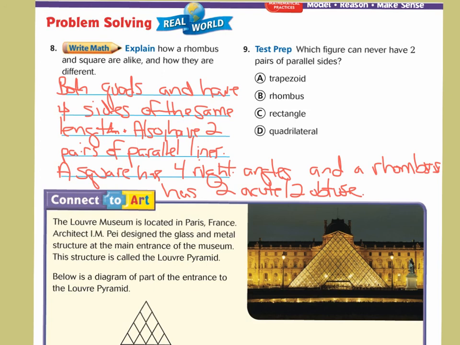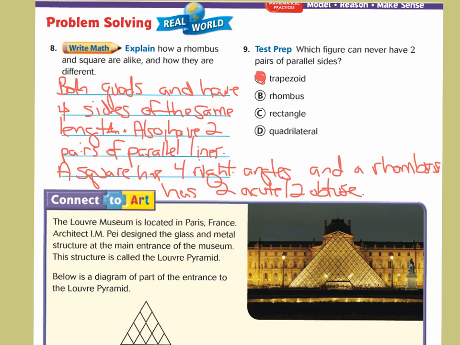So take a minute, pause your video, and then answer that. Okay, guys, you should have paused your video and answered it. Which figure can never have two pairs of parallel sides? Only one of them has one pair, and that one would be the trapezoid, letter A.